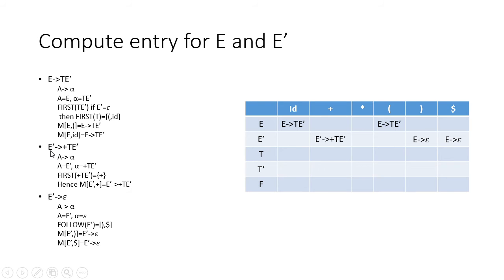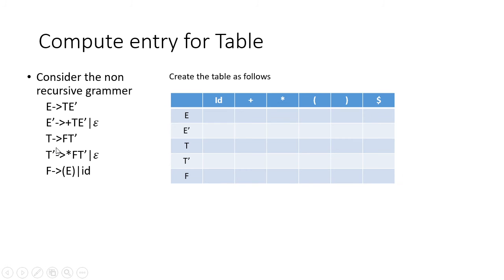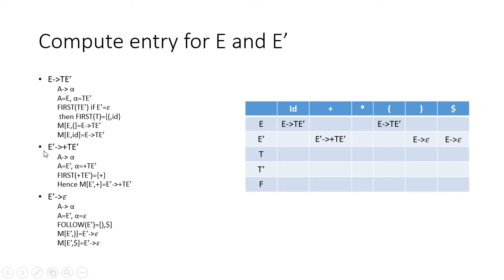Repeat the same calculation for the second entry, E dash derives plus T E dash. So again, A derives alpha. A is E dash, alpha is plus T E dash. So first of plus T E dash is first of plus, which is always plus. So in M[E dash, plus], we put E dash derives plus T E dash.